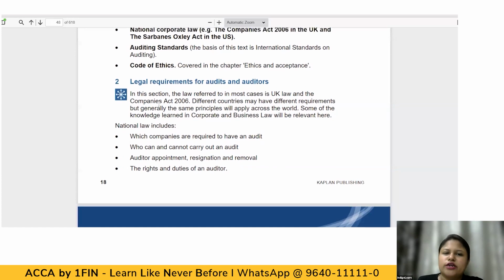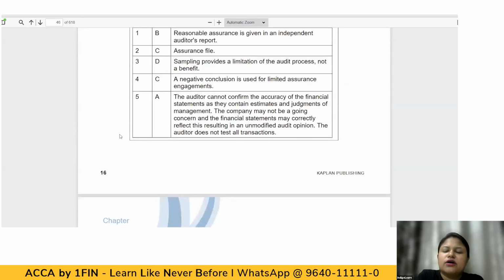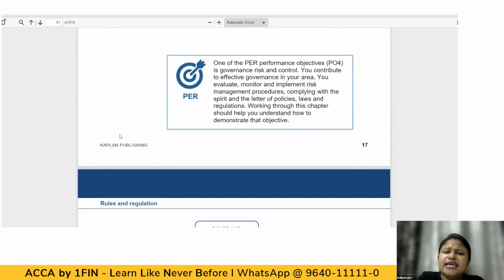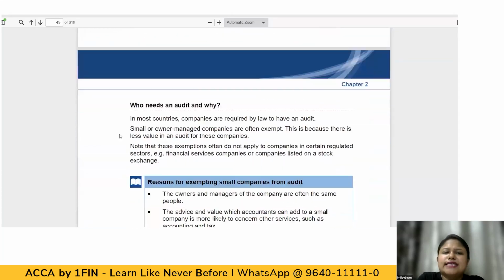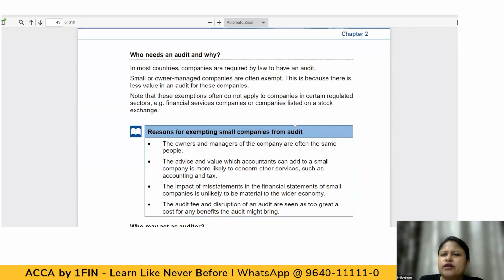Legal requirements for audit and auditors. Basically, which company is required to get an audit done, where it has been made mandatory. Then you'll also be able to understand who can and who cannot carry out the audit. Which companies are required to have the audit done. Who can and who cannot carry out the audit. How is an auditor appointed, resignation, removal of the auditor? What are the rights and duties of the auditor? So a very generalized discussion has been happening about who can and who cannot. Who needs an audit and why?